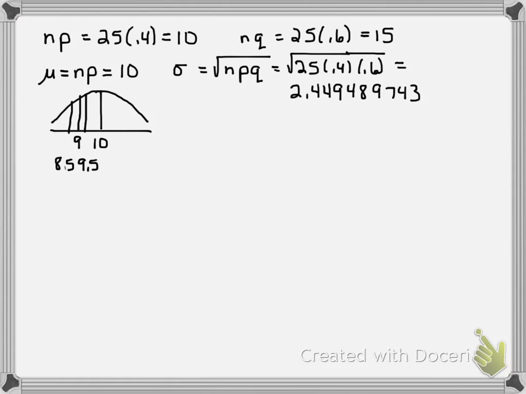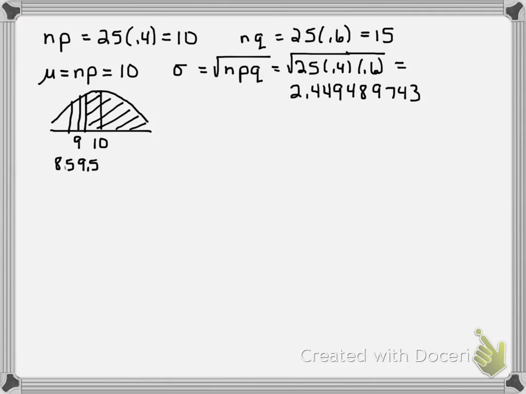So more than 9 is definitely this area to the right, and then you have to think about whether or not we want to include 9. Well, more than 9 does not include 9, therefore we do not want to include the continuity correction strip. So this actually is the area that we're looking for.